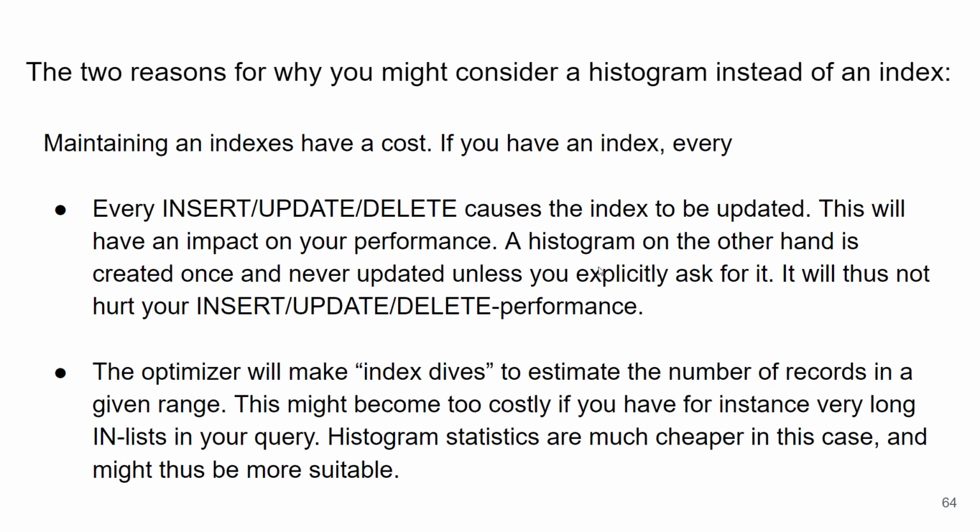Also, occasionally the optimizer will take index dives to estimate the number of records in a given range. It knows something's kind of funky with the statistics, and it wants to go out there and update them. Now, since that happens on indexes and histograms aren't an index, histograms might be better and cheaper in case you have data that doesn't really churn, like some piece of data that comes in once a month or once a quarter.